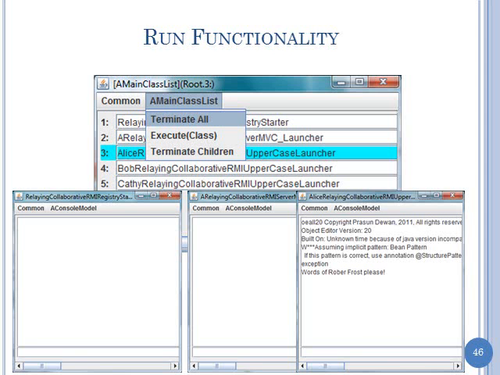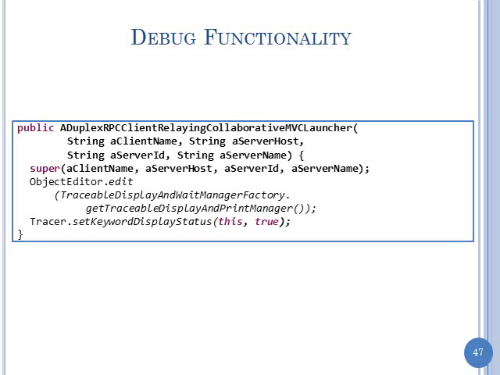So let's say I want to start these three programs in different windows. You've seen that we can do that. In fact, in the demo application I gave you in GIPC, you can fork and create different consoles for different processes. But you can also now say traceable display and wait manager factory dot get traceable, and edit it.